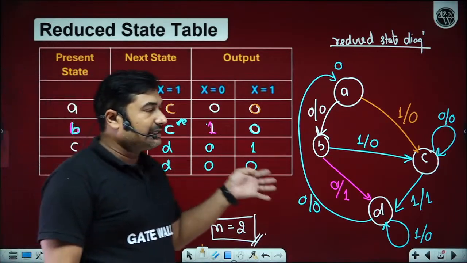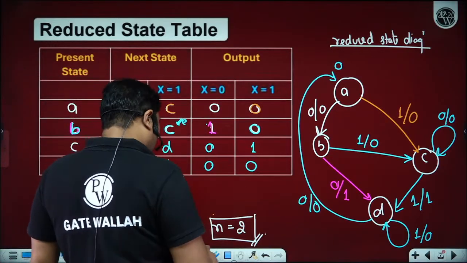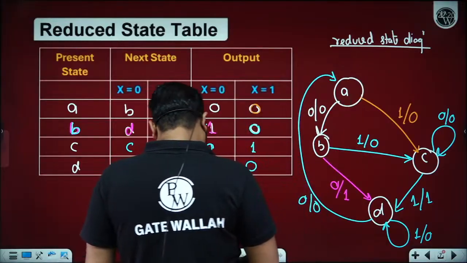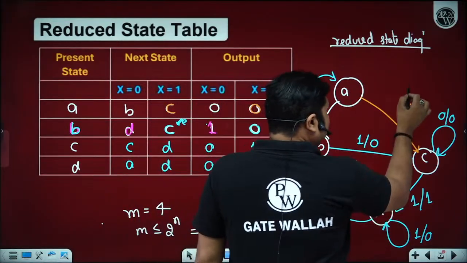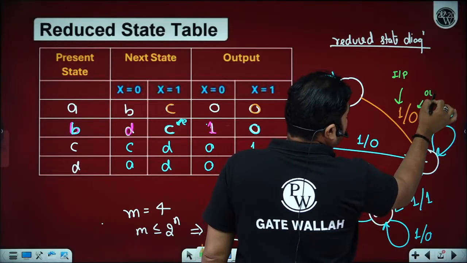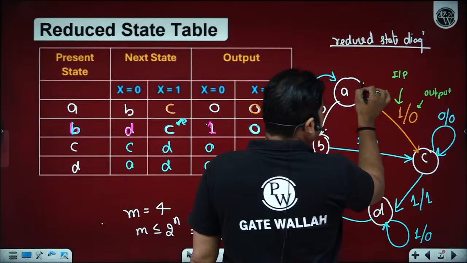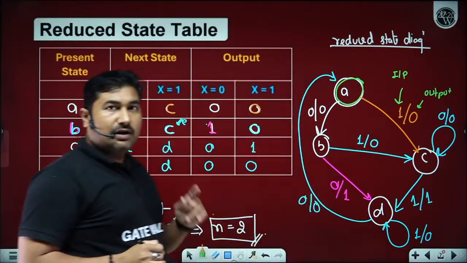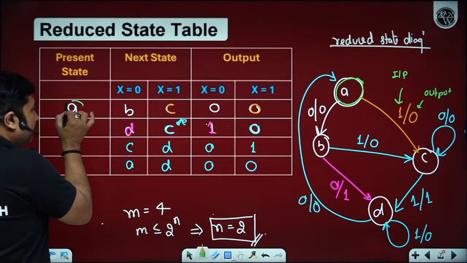So only 4 states. Always remember, in this oblique symbol, this one is representing input. This one is representing output. This one is representing present state. For a moment, please observe here how we have designed.